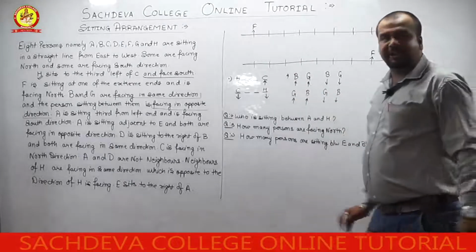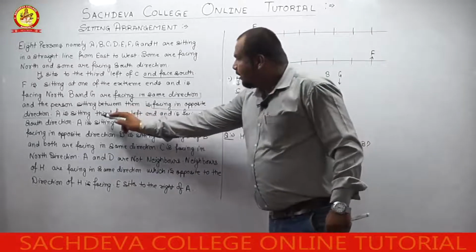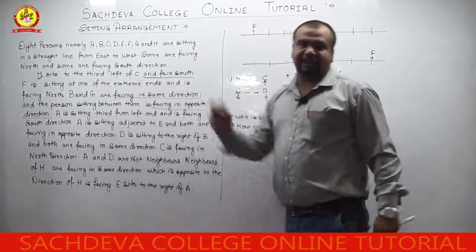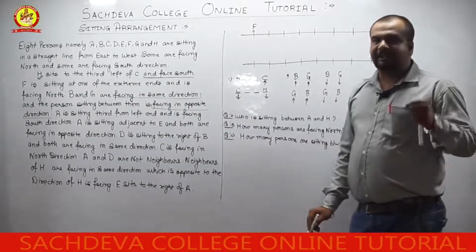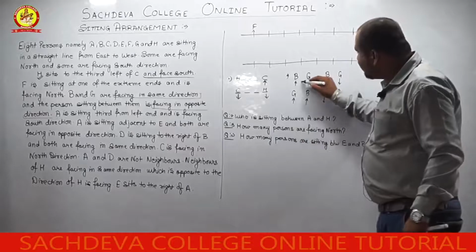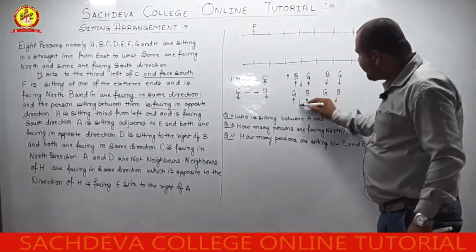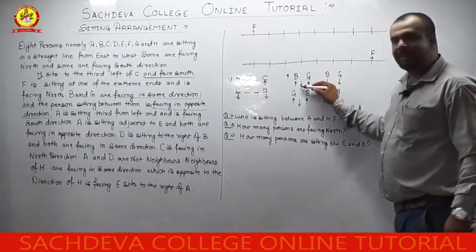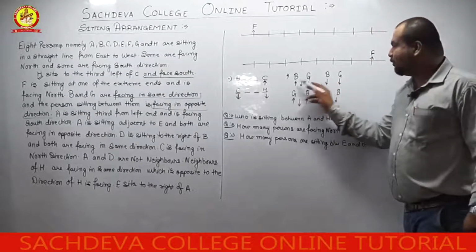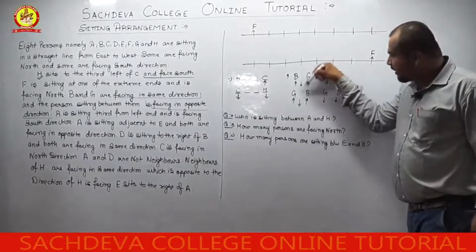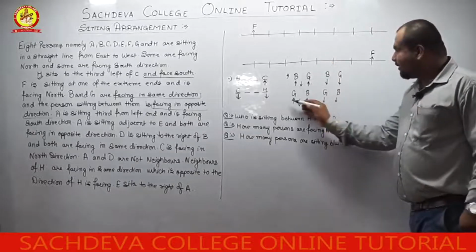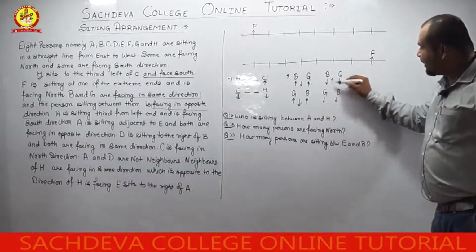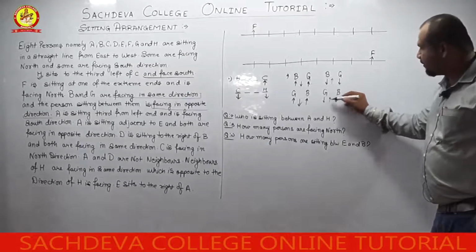The next thing mentioned in the question is that the person sitting between them is facing in opposite direction. It means that the person sitting between B and G is facing in the opposite direction. If B and G are facing north, the person sitting between them will be facing south. If both are facing north, who will be in the middle? Facing the south direction. Then again, if we have north, the opposite direction will be south. Here we have south facing, then the opposite will be north.